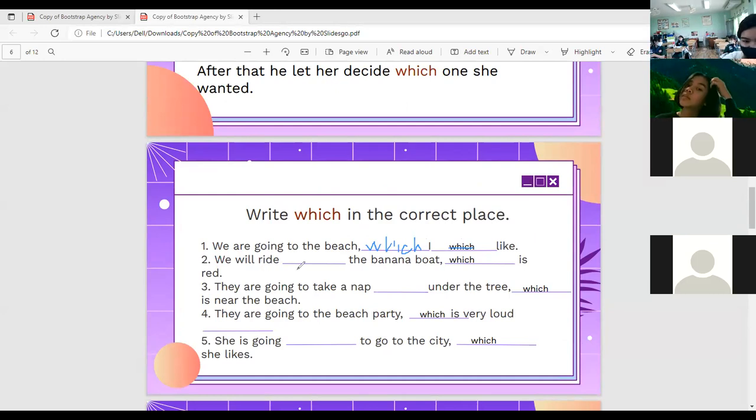Okay, so we will write: the banana boat which is red. They are going to take a nap under the tree, which is near the beach. They are going to the beach party, which is very loud. And then she is going to the city, which she likes. So did you understand?